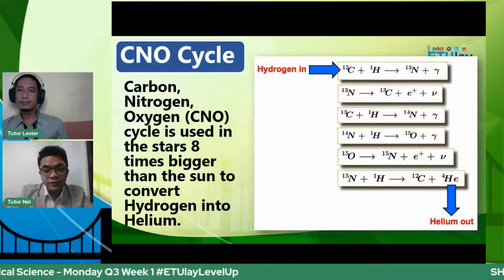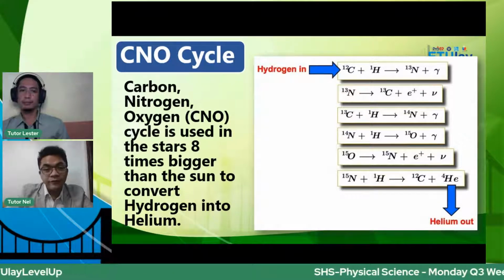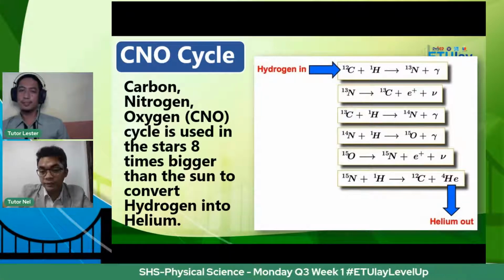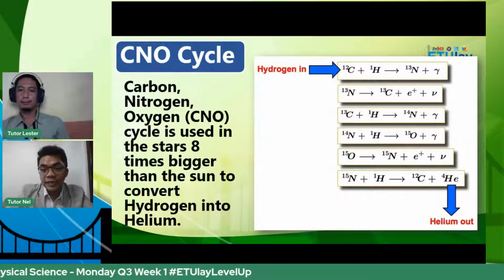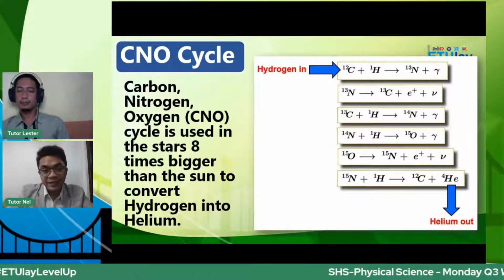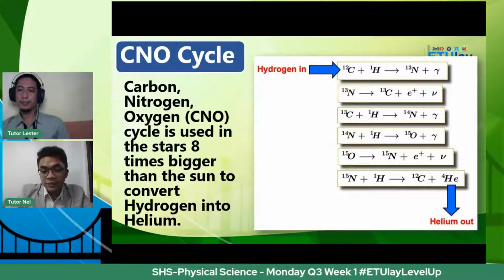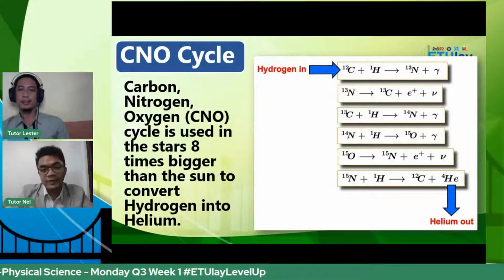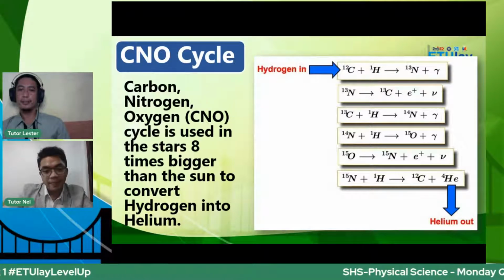Carbon-13 then fuses with hydrogen to form nitrogen-14. Nitrogen-14 fuses with hydrogen to form oxygen-15. Hindi rin stable ang oxygen-15, so it undergoes a beta decay, forming nitrogen-15 with an extra electron. Nitrogen-15 will then fuse with hydrogen to form carbon-12 and a helium. And then, the process is repeated.